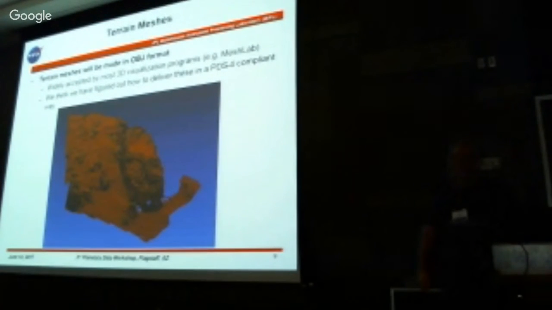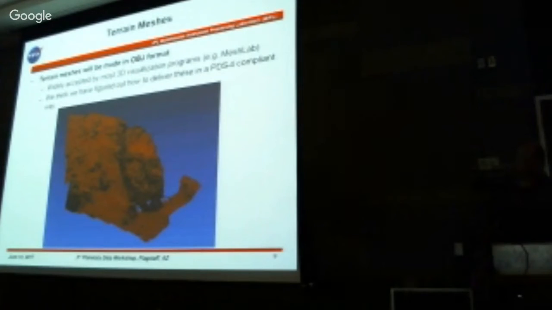So there's terrain meshes, 3D terrain meshes. This will be in OBJ format, which is fairly widely used. And we think we figured out how to deliver these to PDS4. It's a bit of a trick. It's inspired by some work the Small Bodies node did, and then expanded on by the Imaging node.